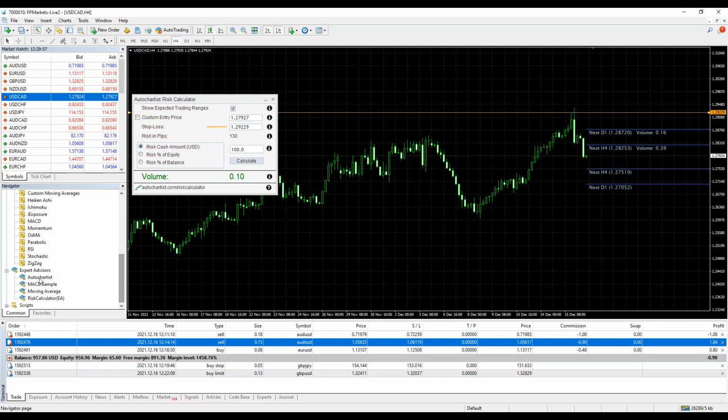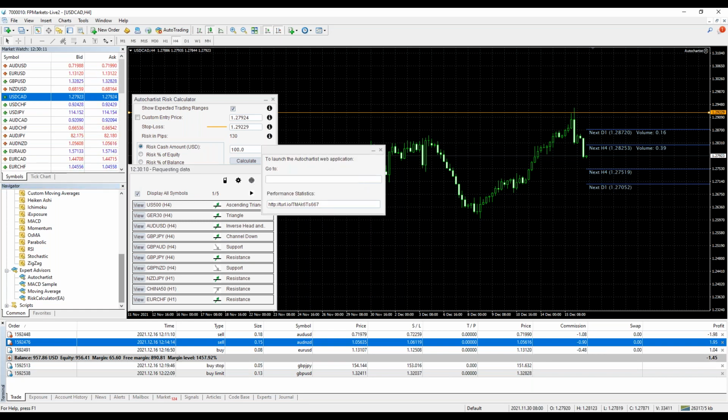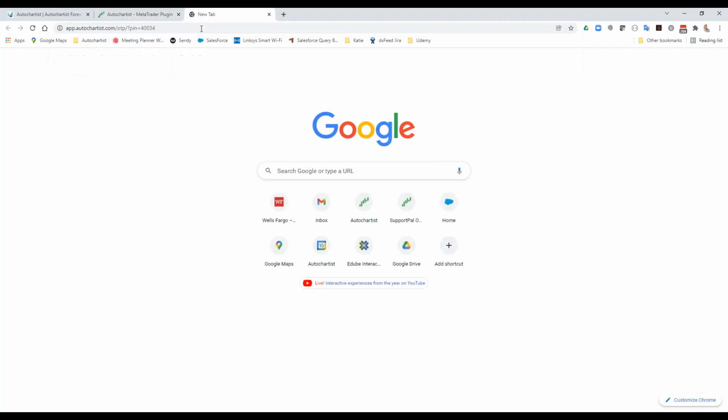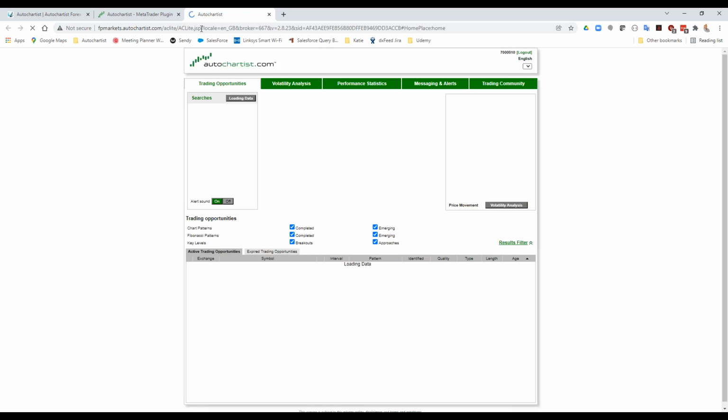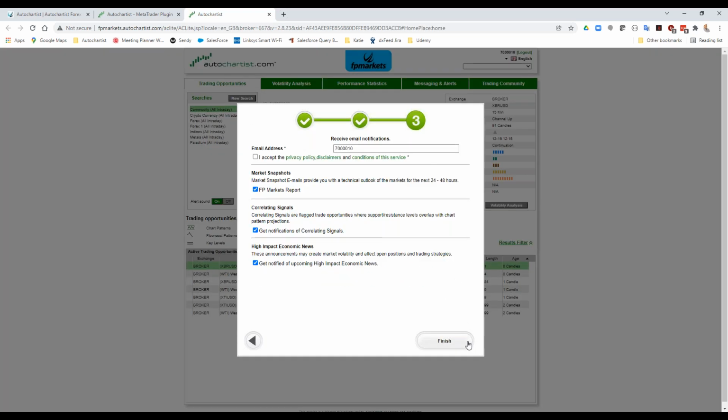Actually, it's a really, really good question from a risk management perspective. I'm going to launch my Autochartist scanner for a moment, and what I'm going to do is bring up the web application on my screen because I want to show you how ATR is deceiving. I've never run this one before. I'm just going to quickly set it up for myself.